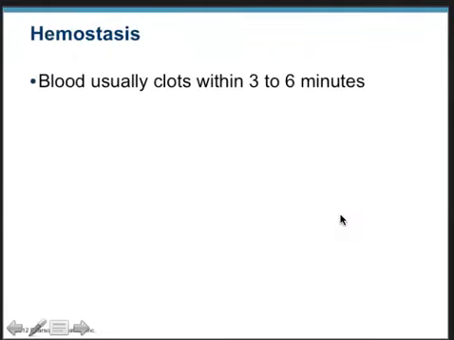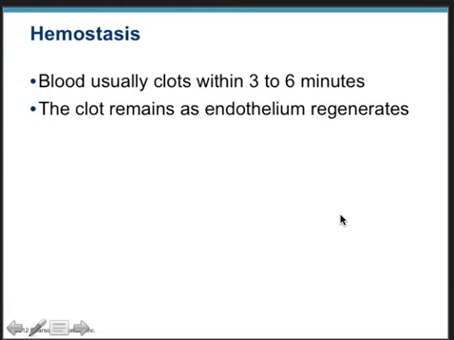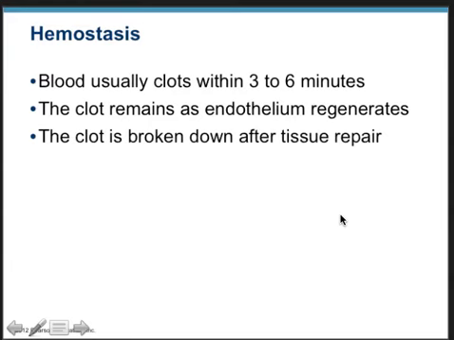The blood usually clots within 3 to 6 minutes. If it takes any longer, or if it never happens at all, we may have a condition called hemophilia, where we're lacking one of the proteins in the clotting cascade that eventually leads to the fibrin clot. In those individuals, in order to have normal blood clotting, we have to actually supply the missing factor as an injectable or as an oral. The clot remains as the endothelium begins to regenerate underneath it. After that, the clot is then broken down once the tissue is repaired, because now it's no longer needed.